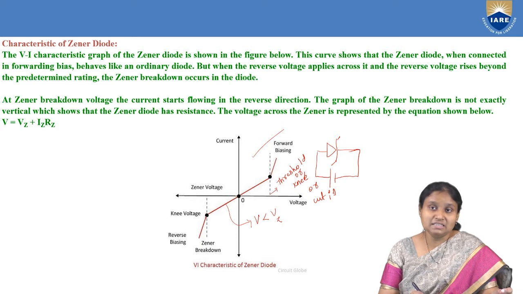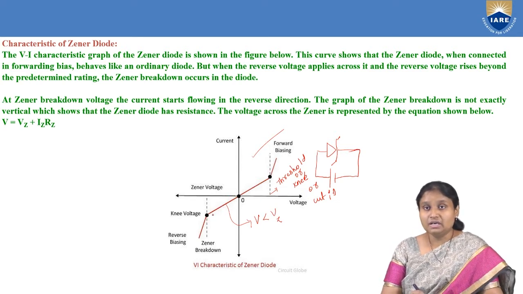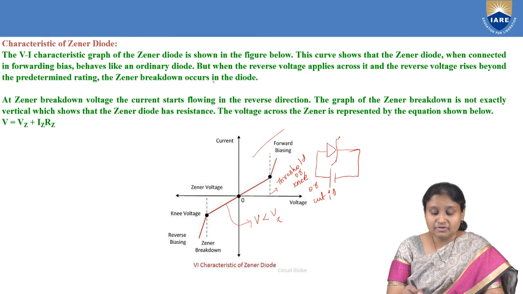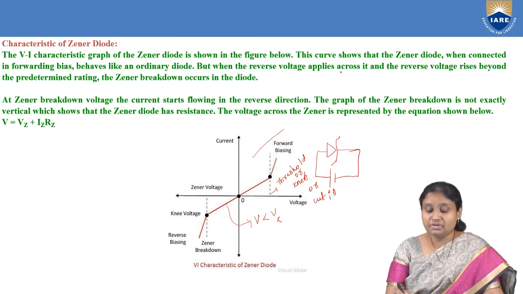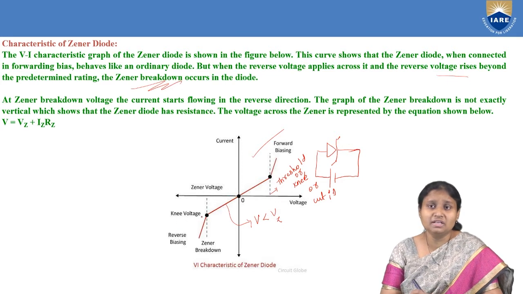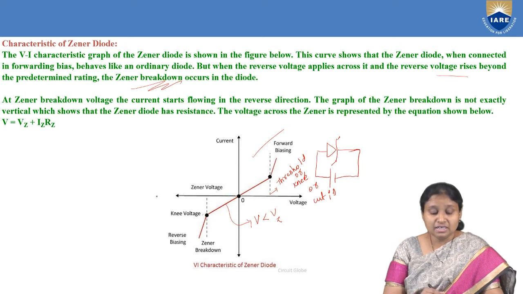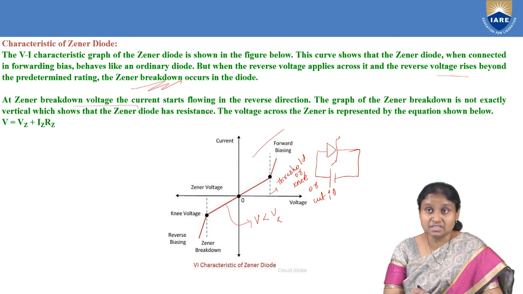And what happens at this Zener voltage? As we know, there is an increase in the intensity of the electric field across the depletion region. So when we reverse bias it, and if the reverse voltage goes beyond one particular value, then Zener breakdown takes place. What is Zener breakdown? It is a sudden rise in the reverse bias current. Generally at the Zener breakdown voltage, current starts flowing in the reverse direction.